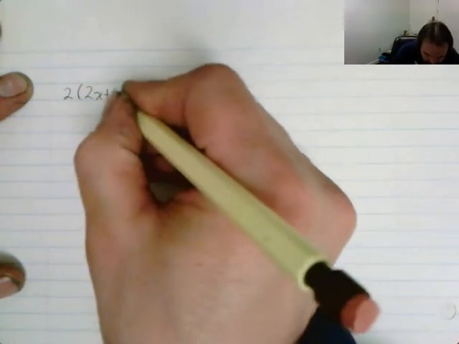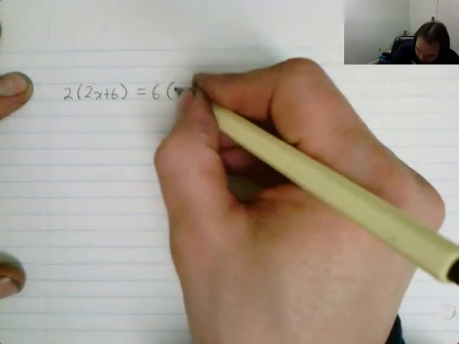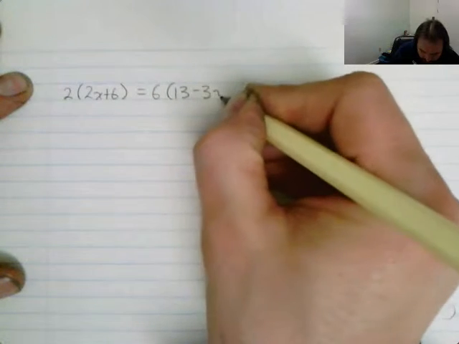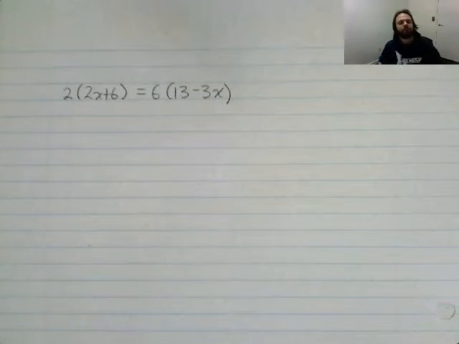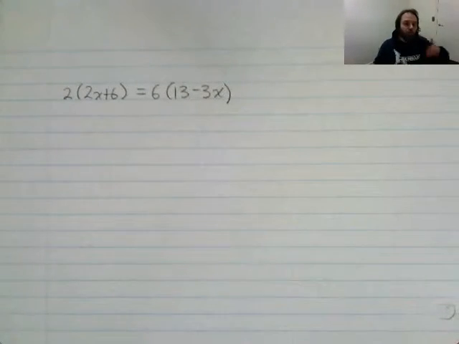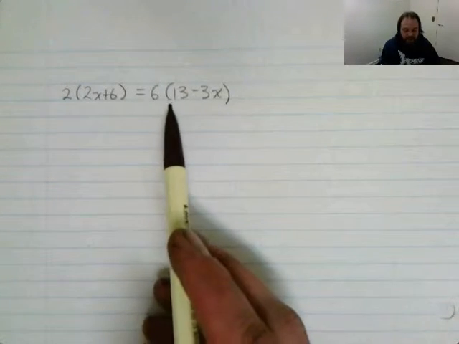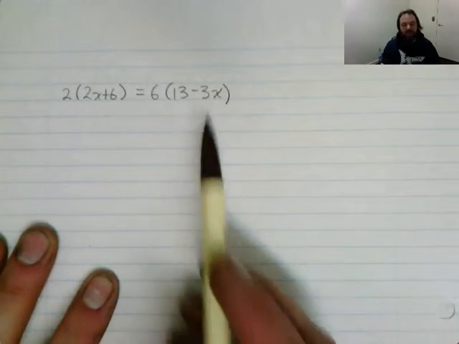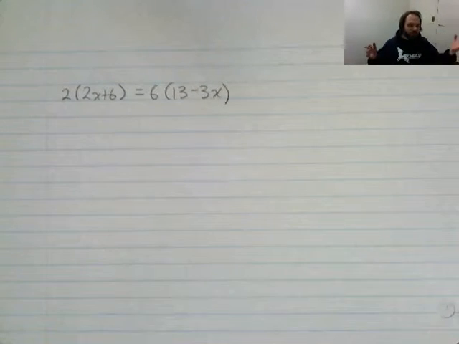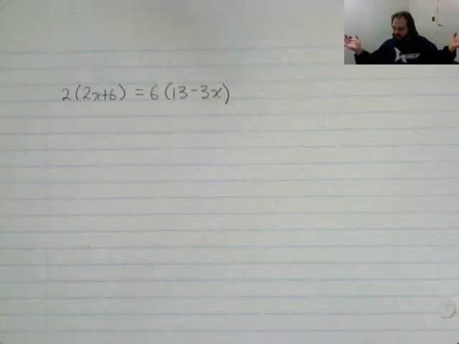We're going to have 2 multiplied by 2x plus 6 is equal to 6 multiplied by 13 minus 3x. Okay? So, we're looking at this here. It's saying I have 2 groups of 2x plus 6 on this side and 6 groups of 13 minus 3x on that side. So if I have 2 groups of something, remember the balance we were looking at earlier? I have 2 groups on one thing and 6 groups on the other.